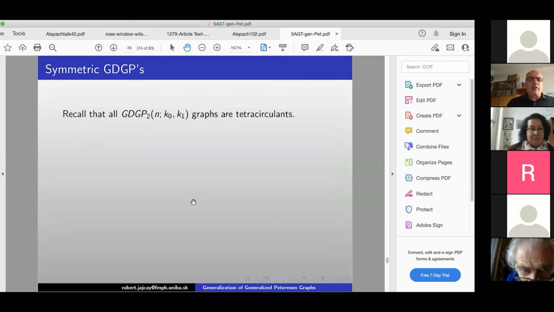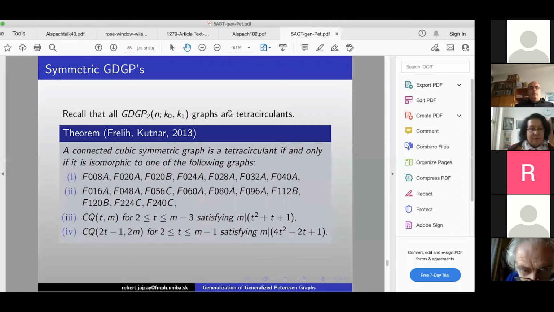If you ask the more specific question, which of these are symmetric, then you have much stricter requirements. Recall that if the groups are of size 2, then we have tetracirculants. And there is a result by Frelich and Kutnar: a connected cubic symmetric graph is a tetracirculant if and only if it is in a list of cases. Since all the GDGPs with group size 2 are tetracirculants, those which are symmetric must be on this list. So thanks to this result, one can determine which of the GDGPs with a group of size 2 are symmetric, meaning arc-transitive, for those of you who use the other language.